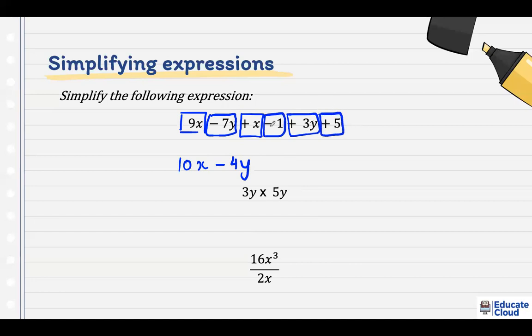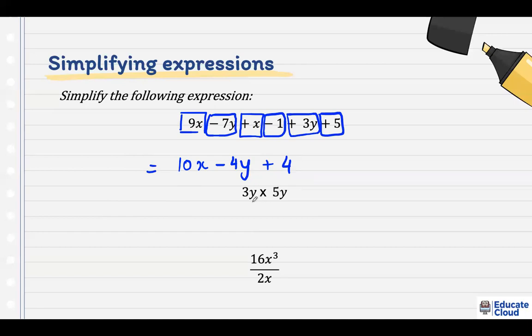So the boxes help me because this shows that it's a minus 1 and not a 1. If you don't do the boxes, you might miss the sign. So minus 1 plus 5 is plus 4. So it gives us 10x minus 4y plus 4, and this is our simplified expression.